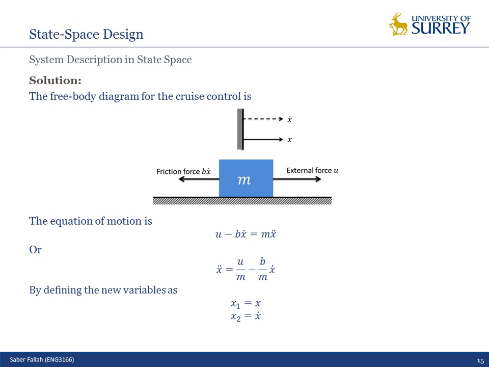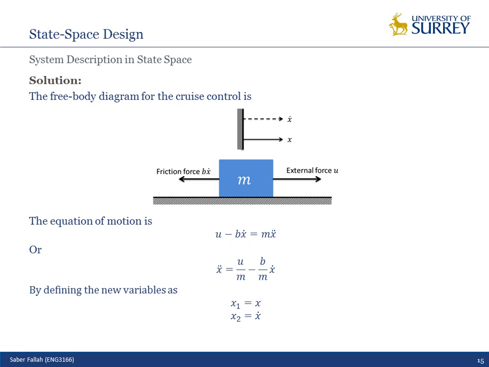I define two variables: x1 as x displacement and x2 as x dot velocity. If x1 is x and x2 is x dot, what's x dot 1? Okay, what's the velocity here? x2. Look, my variables are x, position, and velocity. If x1 equals x, and x2 equals x dot, it means x dot 1 is equal to x2.